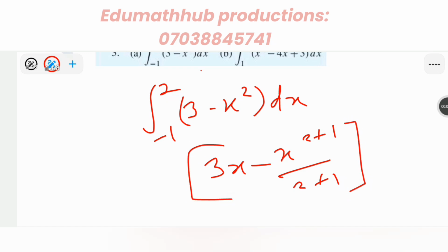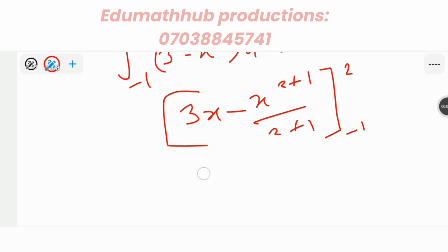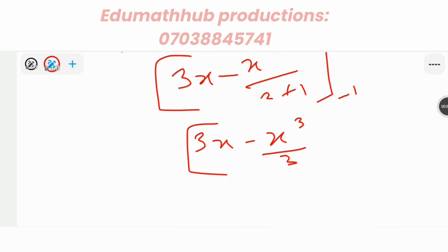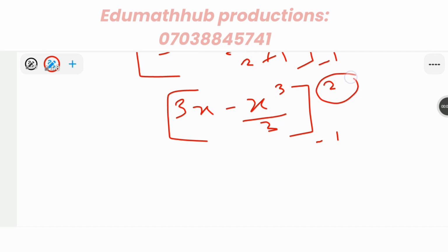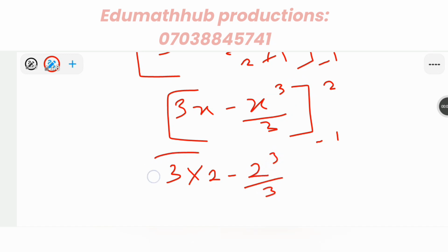Then put your limits, minus 1 to 2. So 3x minus x squared plus 1 is 3, so you have x cubed over 3. You can put your limits, minus 1 to 2. So you apply your upper limit first. Anywhere you see x, put in 2. So this part here will be 3 times 2 minus 2 to the power 3 over 3. So this one will be in bracket.